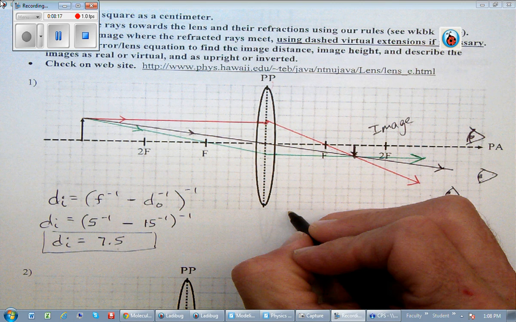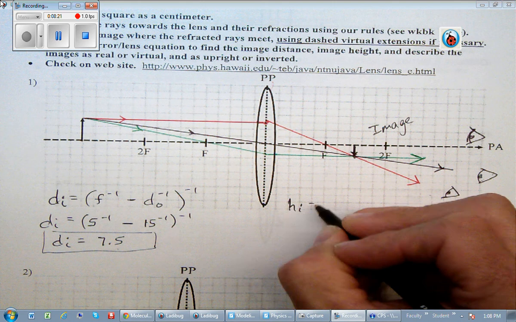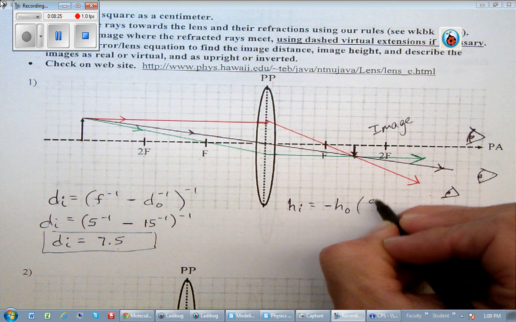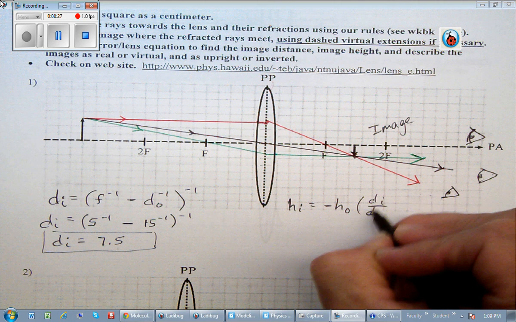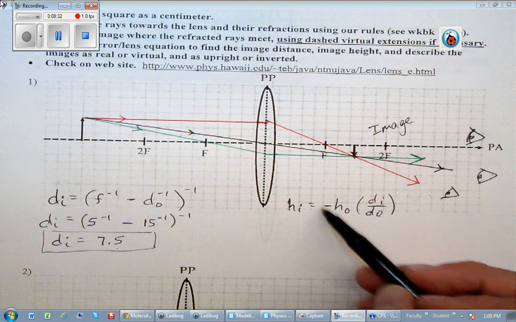And then our height calculation, again, I use the form that I wrote on page 27 because it's just already in a nice form for me to use. Take the object's height, multiply it by the magnification, which is DI over DO. There's a negative sign included in that, which I always put out in the front.